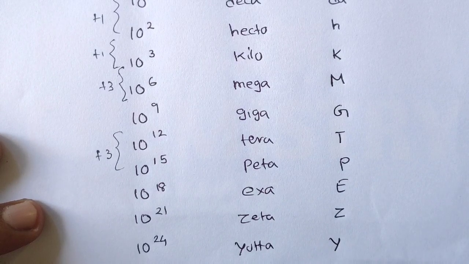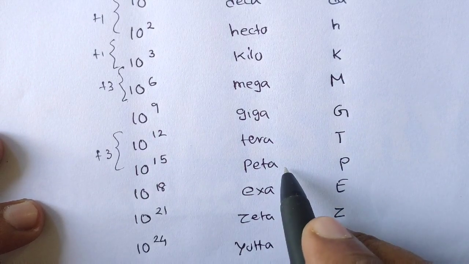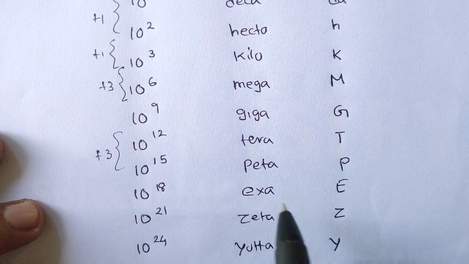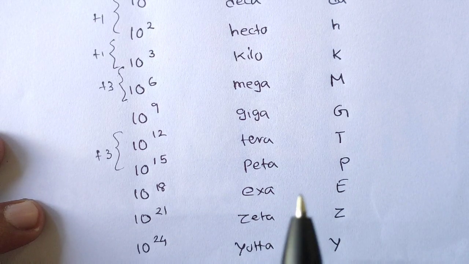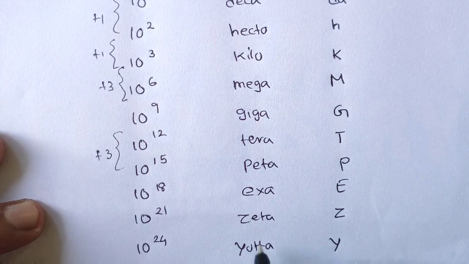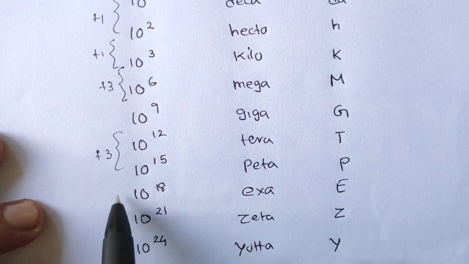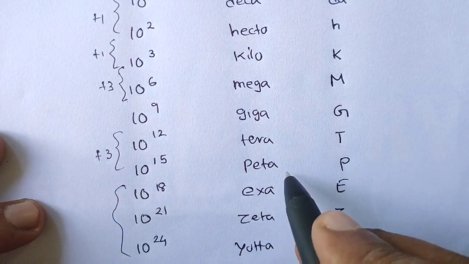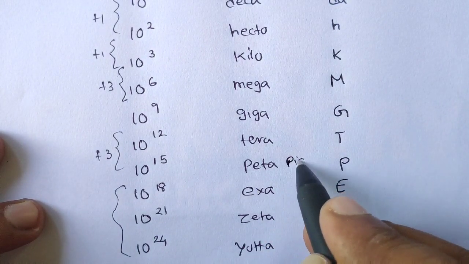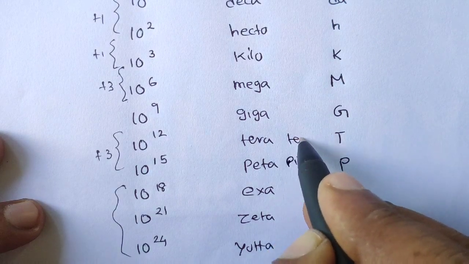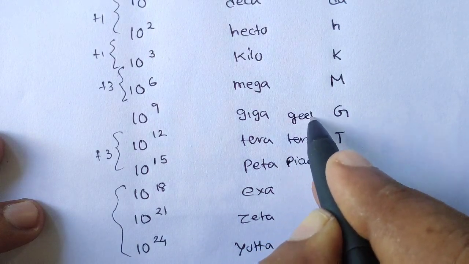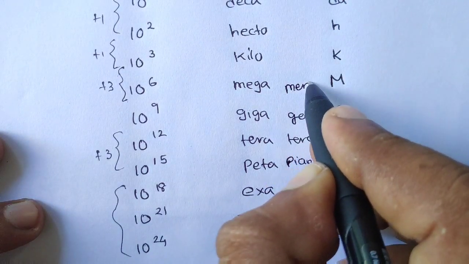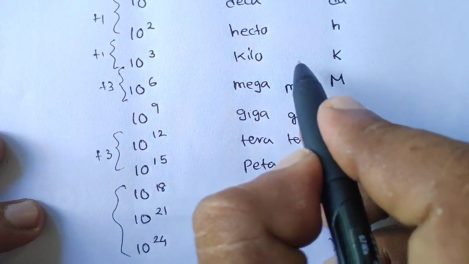it is Y. So from here you can remember, another way to remember this exa, zetta and yotta, like what we discussed about yocto, zepto and atto, like that you have to remember the last three and the first 3. Although there is a technique here. Now from here, piano tera, geet mera, like this you can remember.